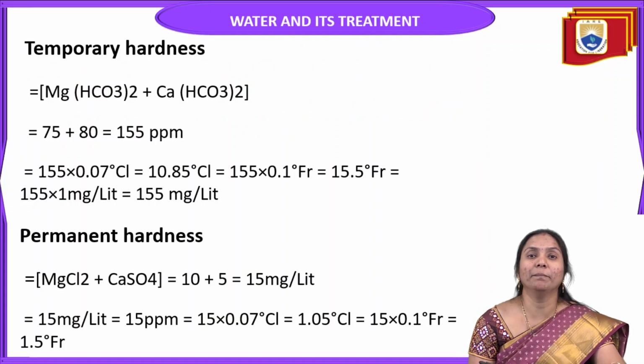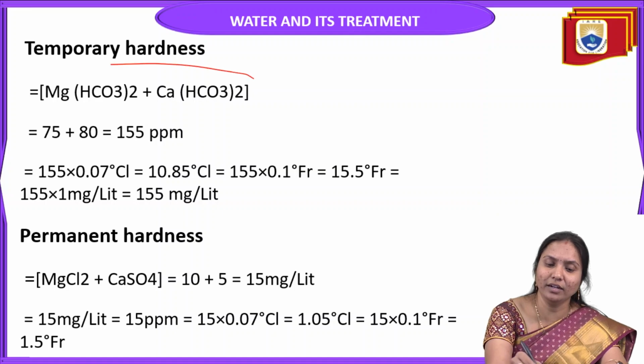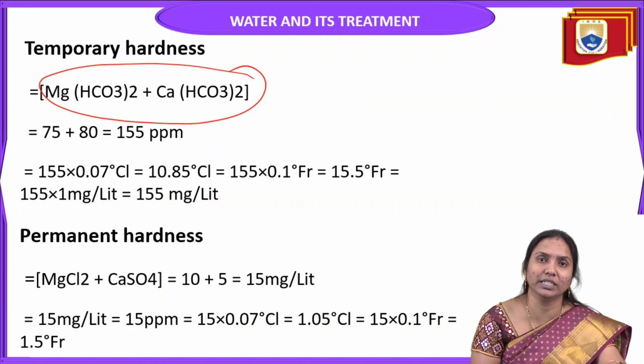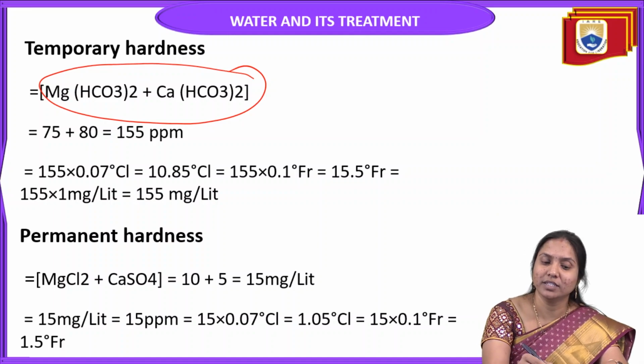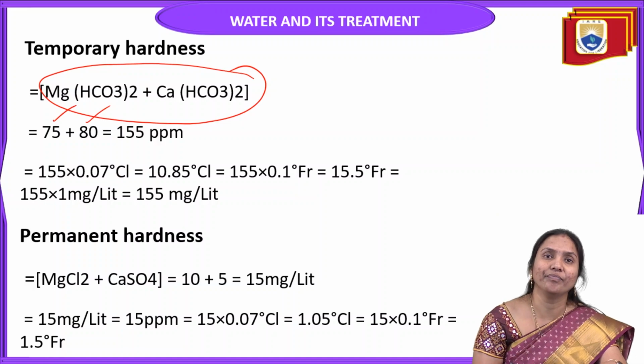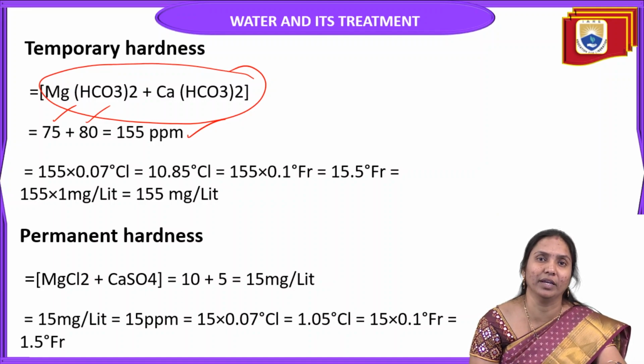Now you can calculate the temporary hardness of given water. So temporary hardness causing salts present in that given water are calcium bicarbonate and magnesium bicarbonate. So after converting these salts into calcium carbonate equivalent, you'll get 75 and 80. So 75 plus 80 is equal to 155 ppm. So temporary hardness of given water is 155 ppm.